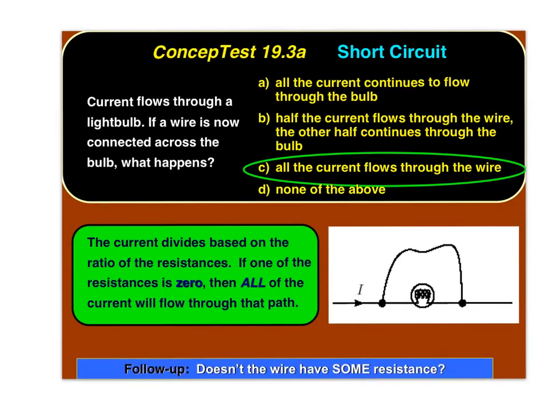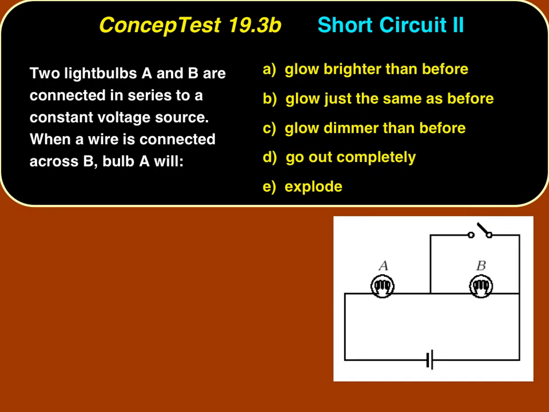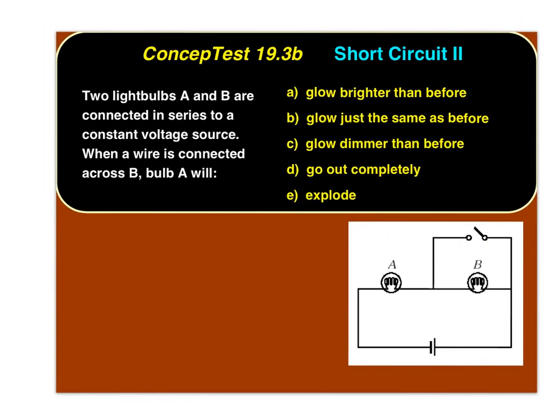We've definitely got some questions in here about light bulbs and whether they would be lit or not. Oh, here we go. So, short circuit number 2. Alright. Two light bulbs A and B are connected in series to a constant voltage source. There's our voltage source. When a wire is connected across bulb B, A will glow brighter, just the same, dimmer, go out completely, explode. That sounds fun.